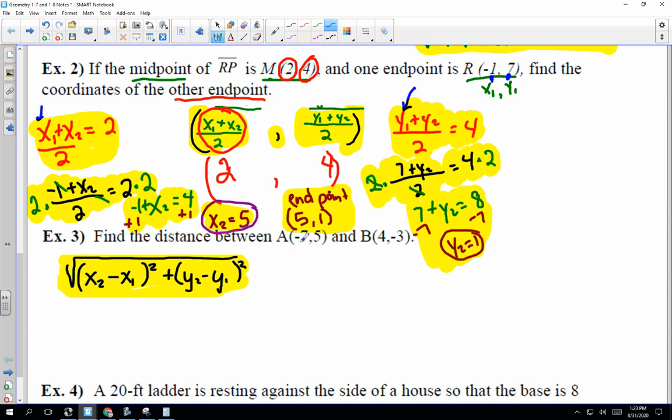Okay, so the first thing I want to do is label. The first number that comes across our path is x1. The second one is y1. The third one is x2. And the fourth one is y2. So I do need you to write down the coordinates that we're looking at and that it is the distance that we're trying to find.